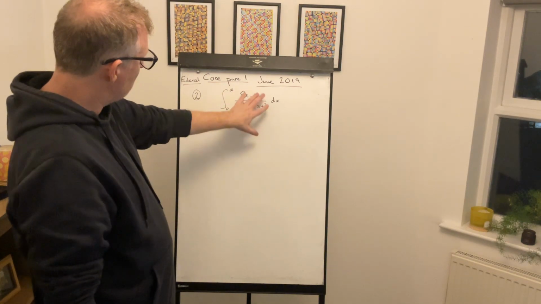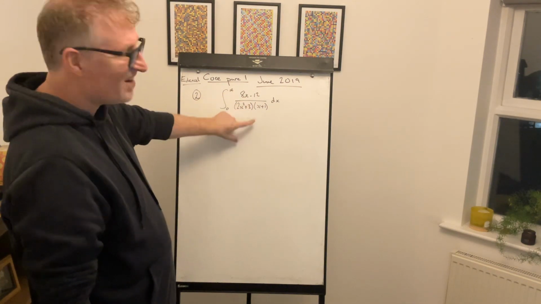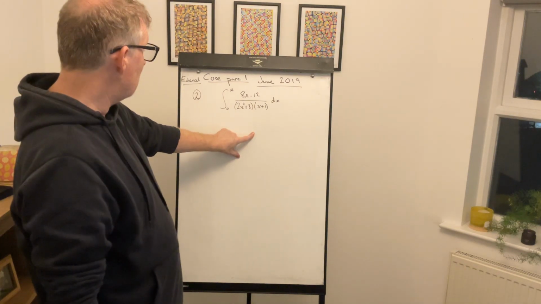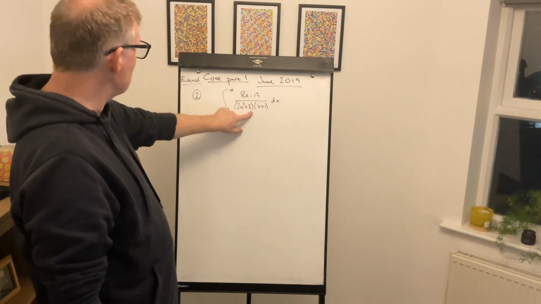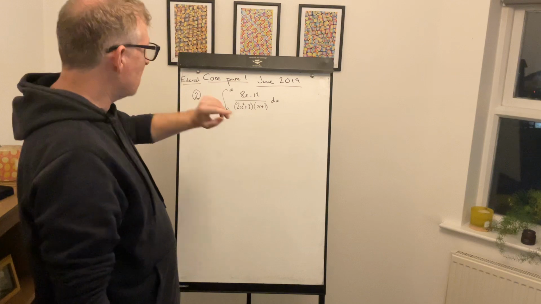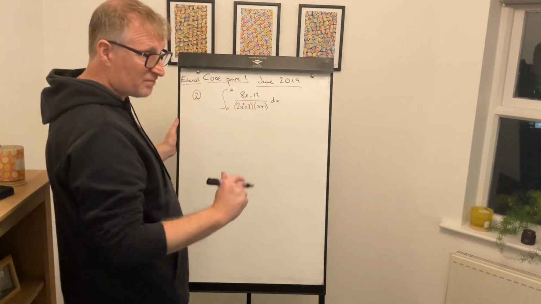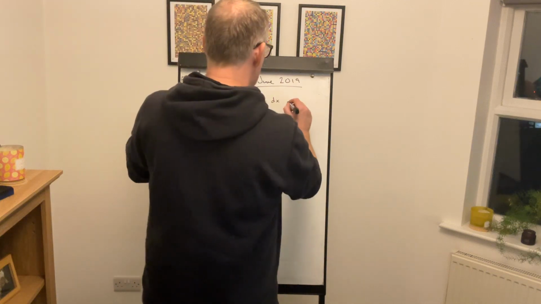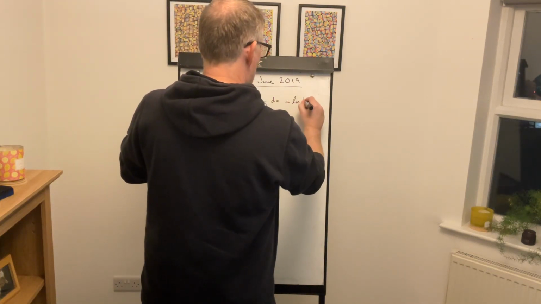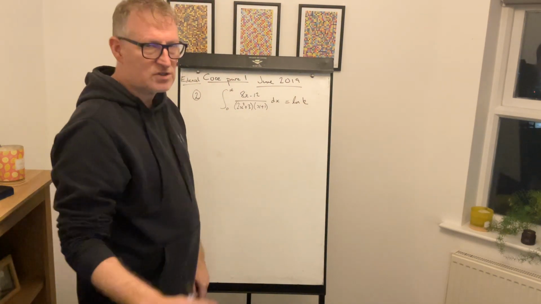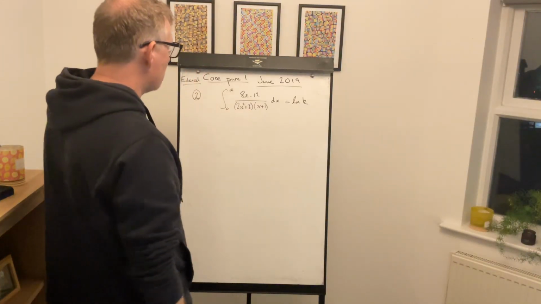An interesting little thing to integrate here, looking like partial fractions. 2x squared plus 3 does not factorise, obviously, so we're going to have some nice partial fractions to do here, and we need to show that it's equal to ln k, where k is to be found. So let's start off by doing our partial fractions.